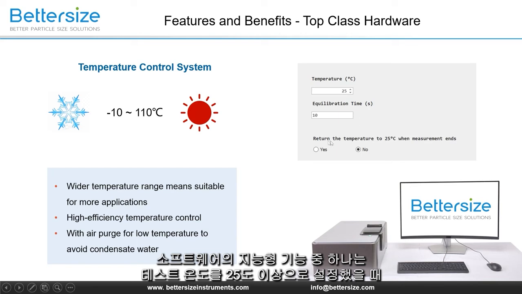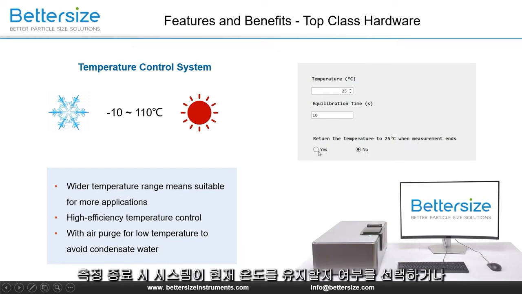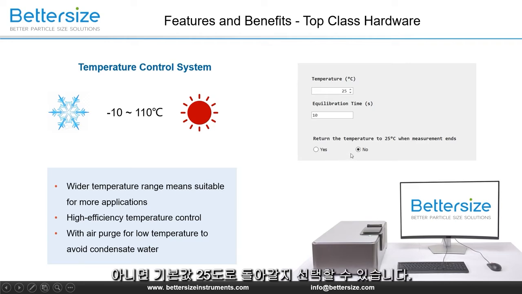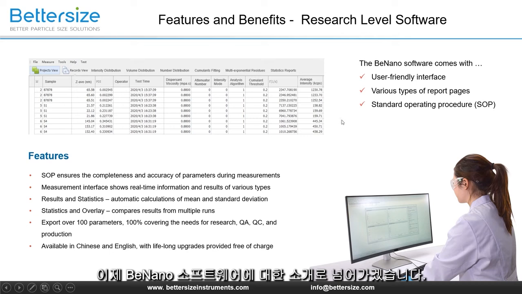One of the intelligent functions of the software is that if you set a test temperature other than 25 degrees, you can select whether the system will maintain the current temperature at the end of measurement or return to the default 25 degrees. Now let's move on to the introduction to the BeNano software.